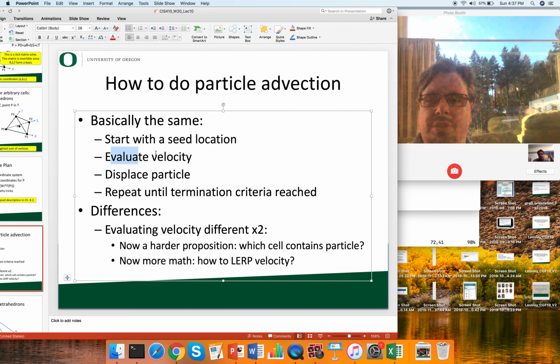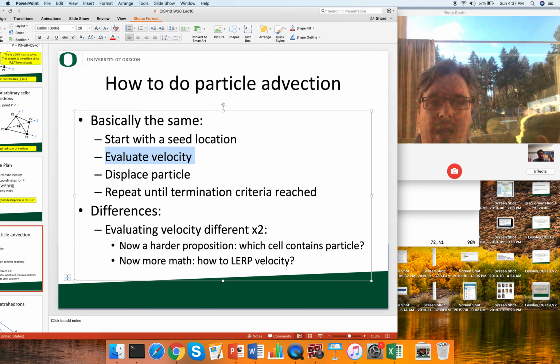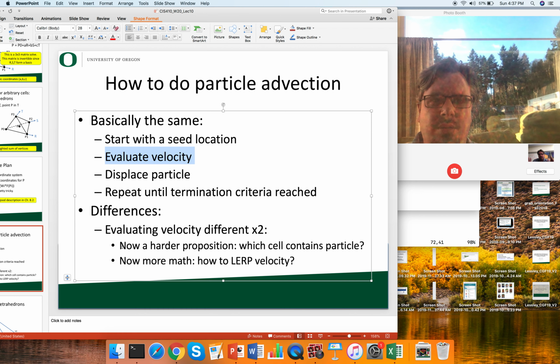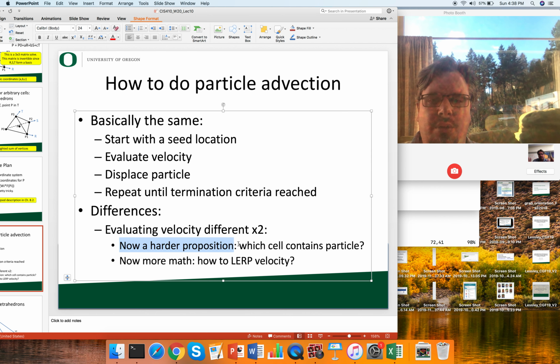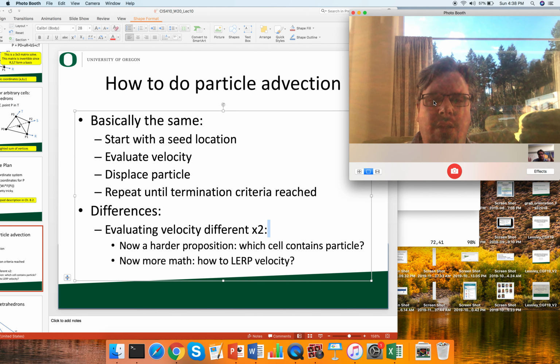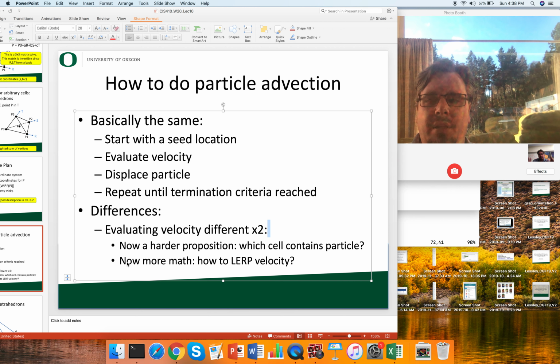The step that changes here is evaluating the velocity. And there are two ways that this is different. One way is when I say I want to know the value at location x equals 0.5, y equals 2.2, it used to be quite easy to find that cell with a rectilinear grid. And now we'd have to work a lot more, if we had an unstructured mesh, to figure out which cell contained that location.